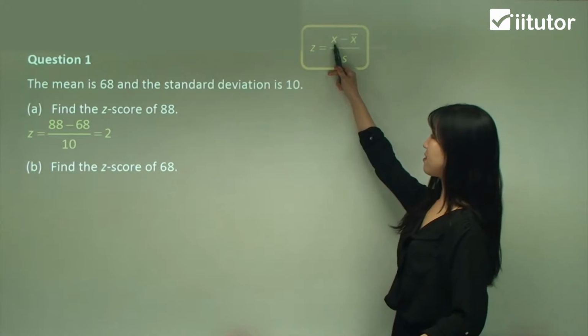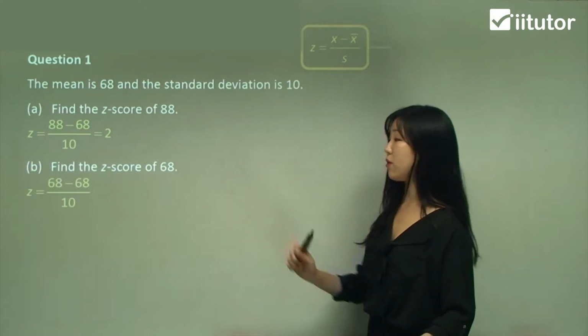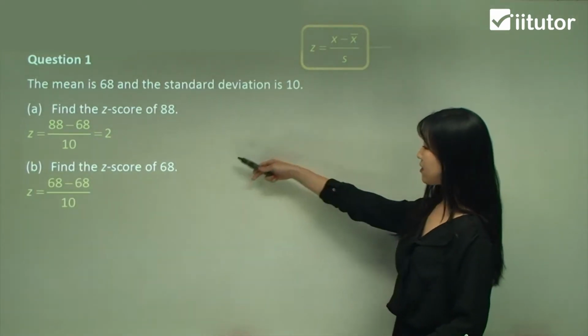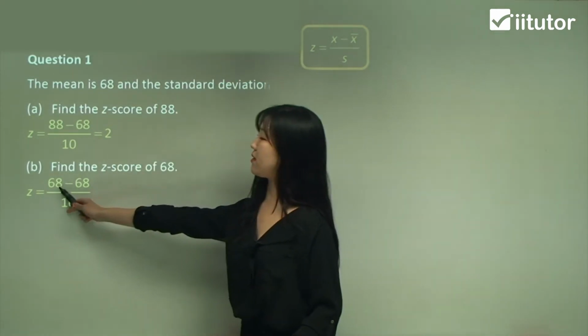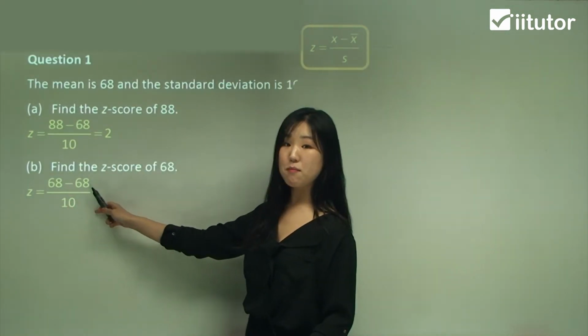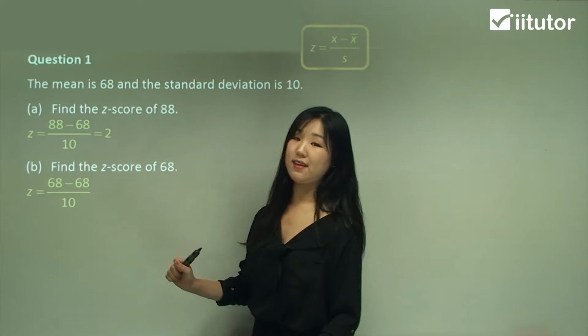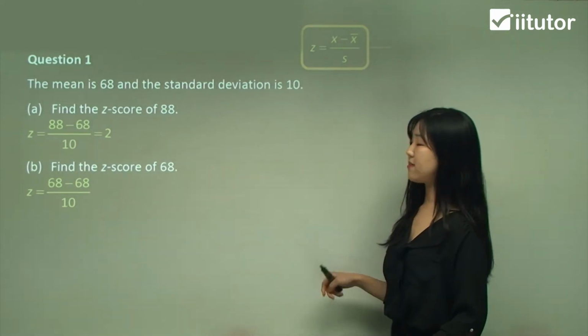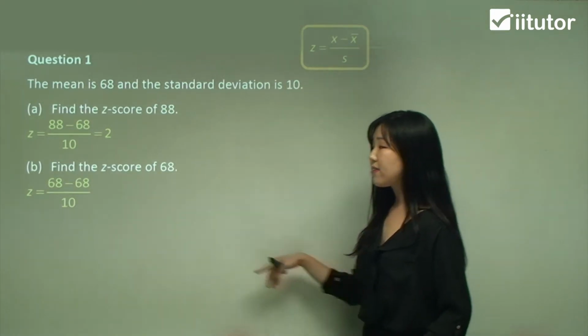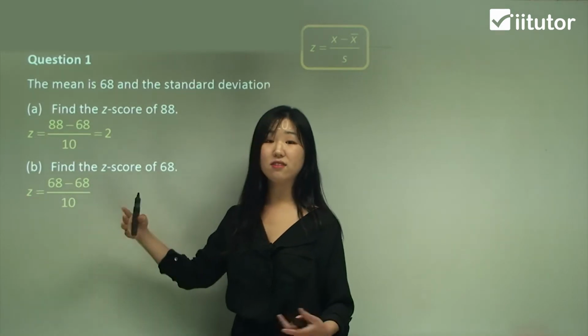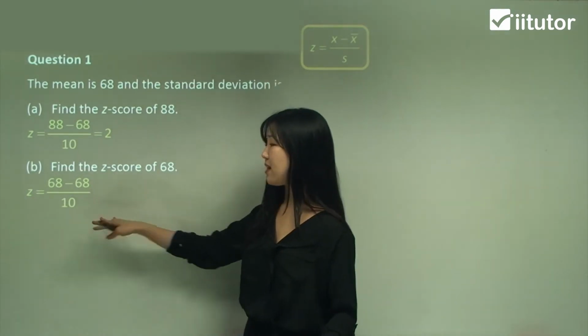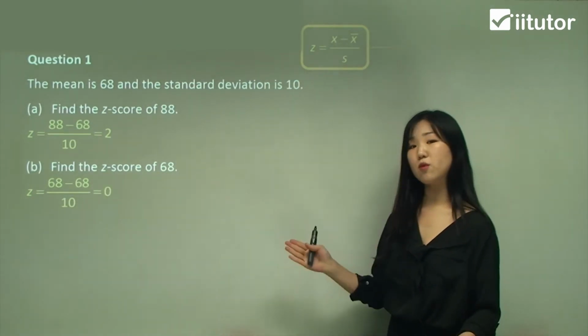This time our X is going to be 68. That's the score. So 68 is the score for X. So put 68 there, and we minus the mean. The mean is also 68, and then we again divide it by our standard deviation of 10. Now guys, 68 minus 68 is 0. 0 divided by anything is 0, so our Z-score is 0.